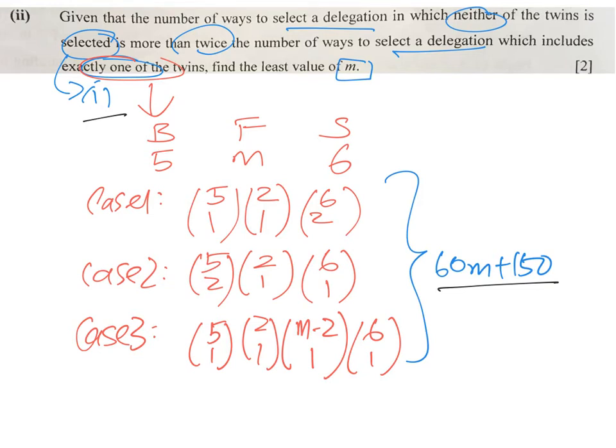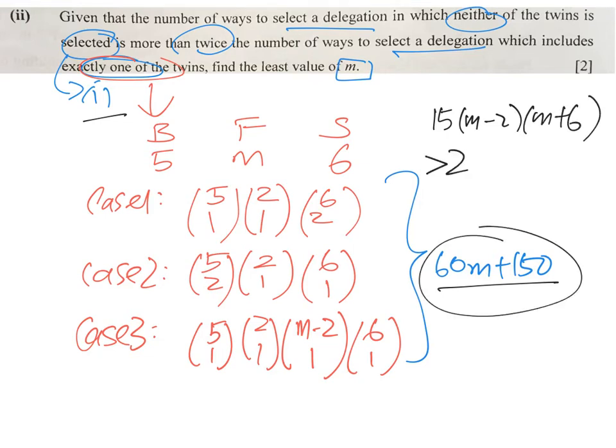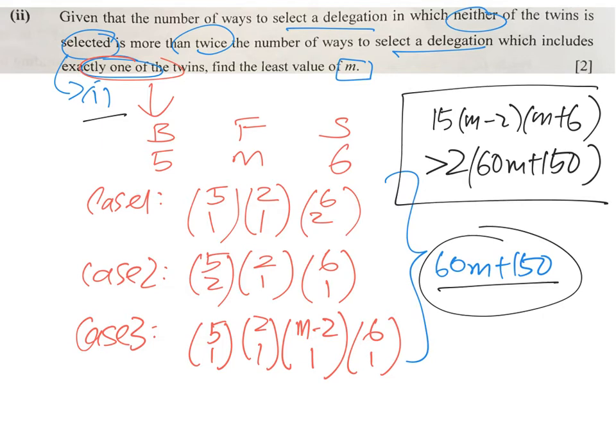So the answer in part 1 that we have is actually 15 times of m-2m plus 6, and this is actually greater than 2 times of this value that we have, which is 60m plus 150. So what we've seen here is we have set up an inequality, and how do we actually solve this inequality to find the least value of m?